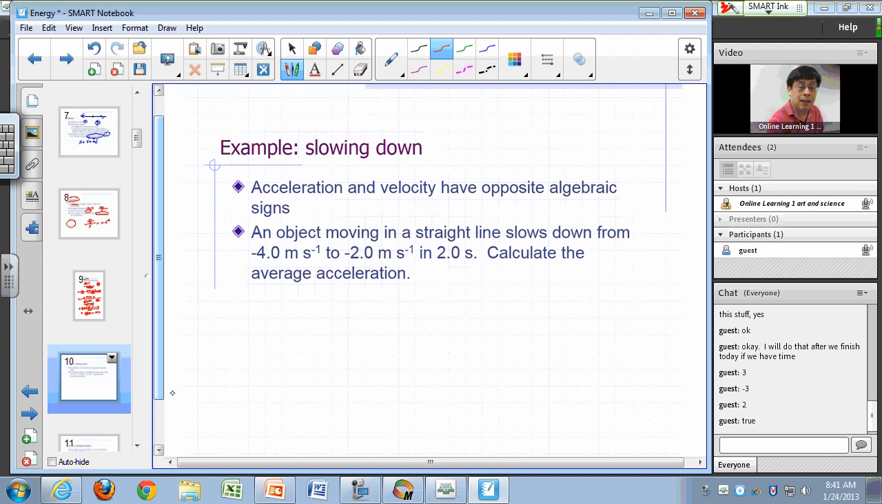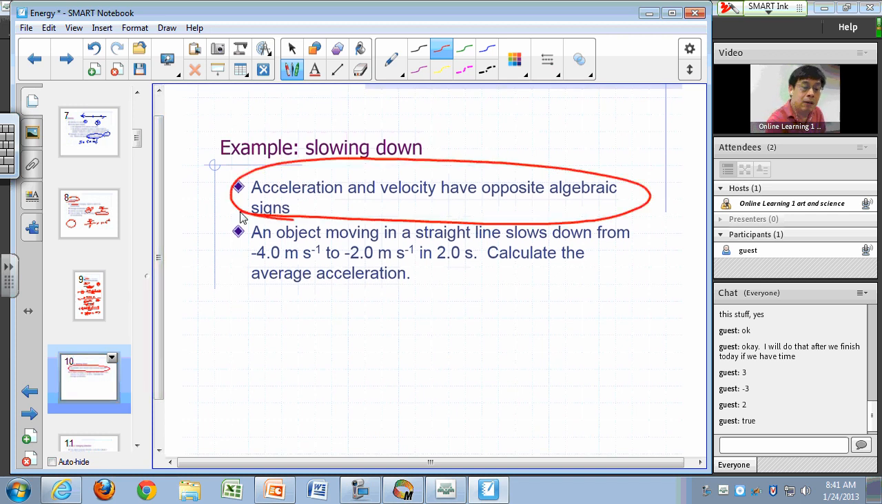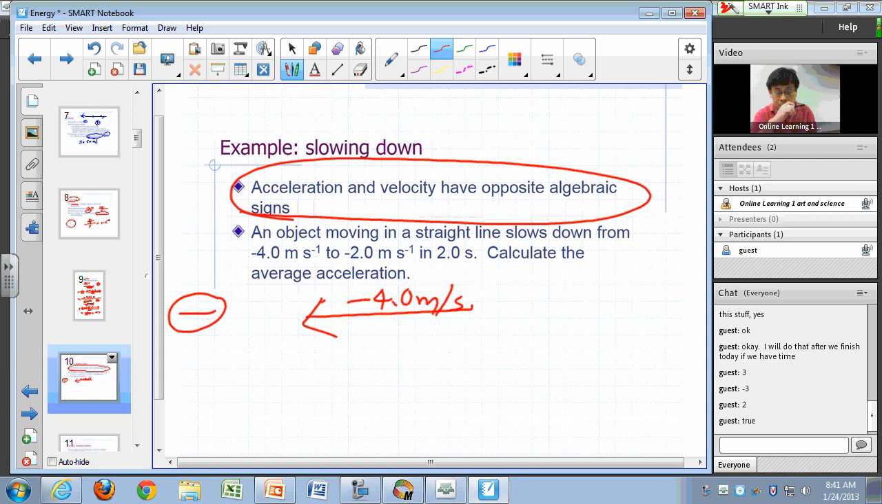What if you're slowing down? What you'll find if you're slowing down is that your acceleration and your velocity will have opposite algebraic signs. Let's look at an example here. What if an object is moving in a straight line? We're going to take this as the negative direction, going this way. So you're starting off at negative 4.0 meters per second. You're moving at 4 meters per second to the left, so we're going to take that as our negative direction.